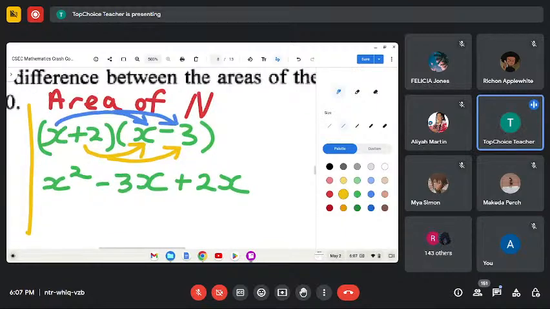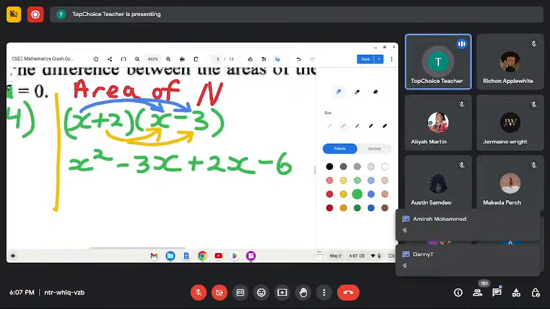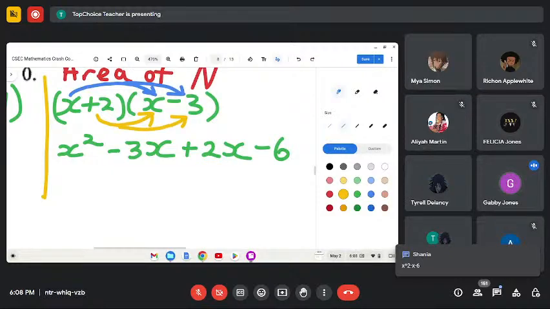What is positive 2 multiplied by negative 3? Negative 6. Very good. Negative 6. So that's it. We did the expansion. Now we could simplify this a little bit. Can this be simplified? Does it have any like terms? Yes, these are the like terms. So what would we get here? Can you call out the equation that we will get?